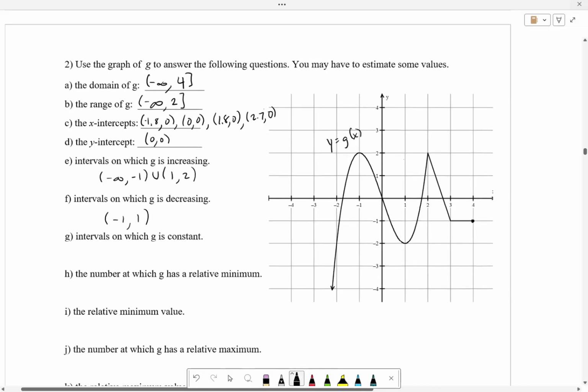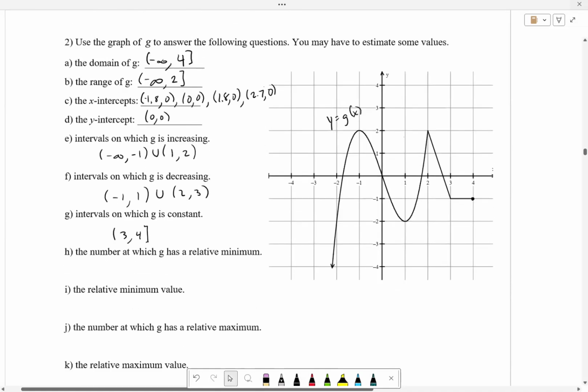Intervals on which g is constant. Oh, wait, is there another area where it's a region where it's decreasing? I almost missed that. There is one more. Do you already know what it is? From 2 to 3. Intervals on which g is constant, that means it's neither going up nor down. You can see that there is one interval there from 3 to 4. And I'd say maybe at 4, it's not going to go up, not going to go down. So I'm going to put a bracket on that.